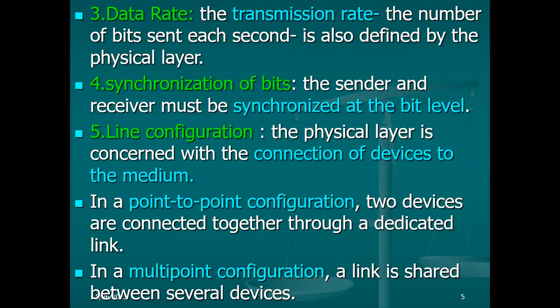The connection may be of two types. One is point-to-point configuration and the other is multi-point configuration. What is point-to-point configuration? The two devices, that is the sender as well as the receiver, will be connected through a dedicated line, whereas in multi-point configuration, the link will be shared among several devices.